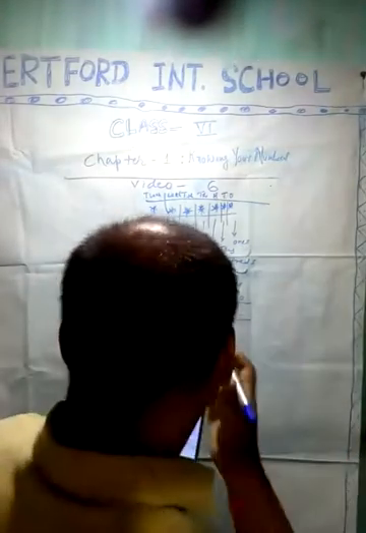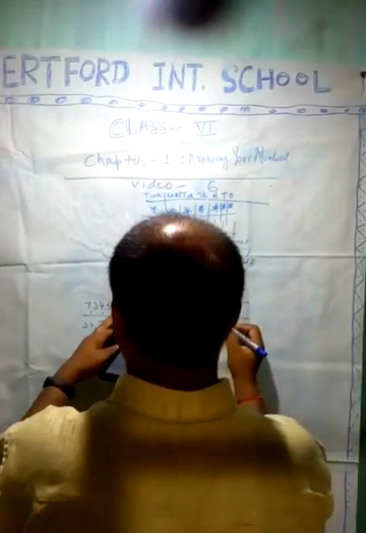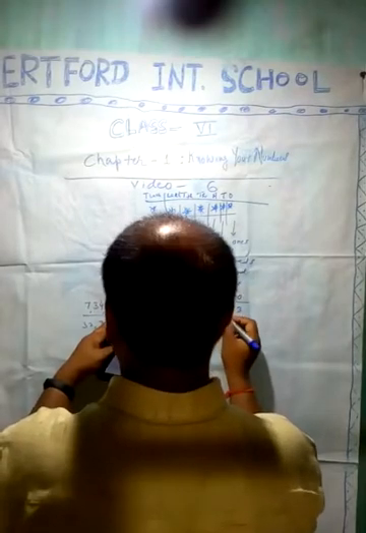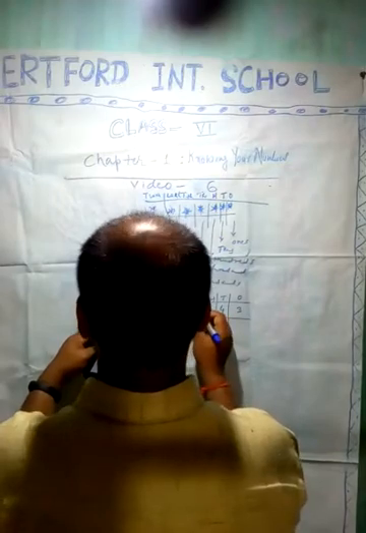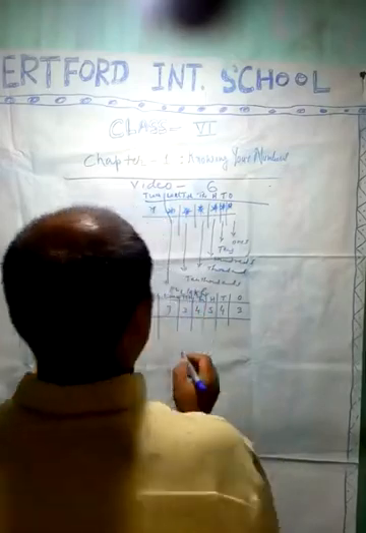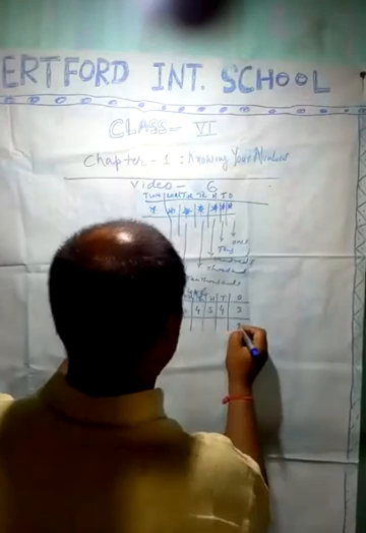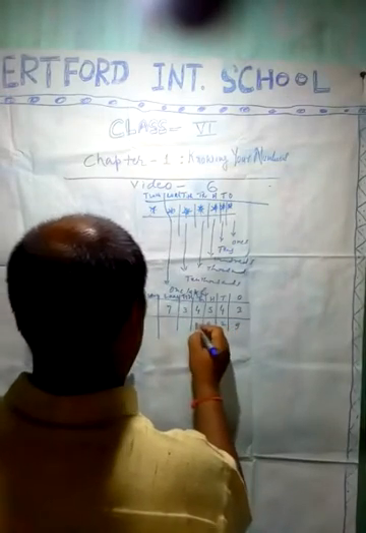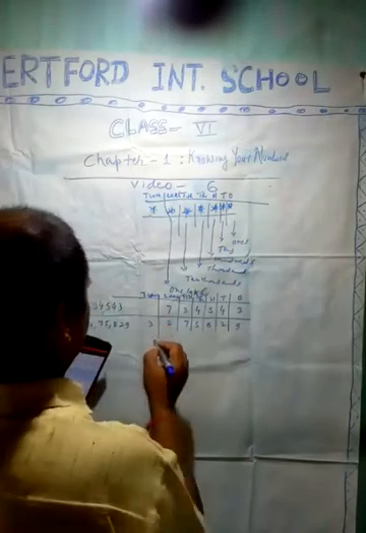So you have to fill it in likewise: 3 at the unit place, 1 at the ones place, 4 at the tens place, 5 at the hundreds place, 4 at the thousands place, 3 at the ten thousands place, and 7 at the lakh place. Here 9 is there, 2 is there, 8 is there, 5 is there, 7 is there, 2 is there, and 3 is there.